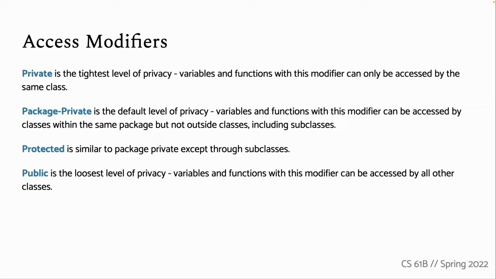Protected is kind of just slightly a step above that. It's very similar to package private, except that you can access variables through subclasses that are in other packages as well. Lastly, public is the loosest level. Variables and functions with the public modifier can be accessed by all classes in all packages.